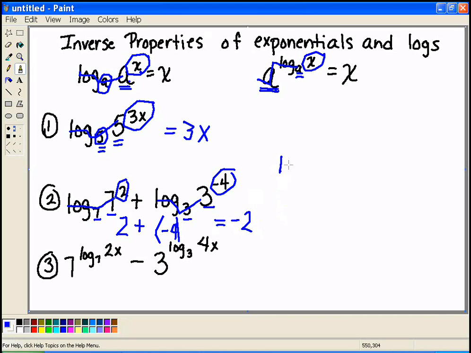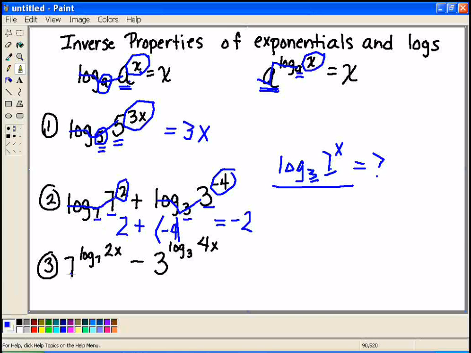Note, if I had log base 3 of 7 to the x, I can't really do anything with this. Why? Because the 3 and the 7 do not match. They have to be exactly the same. Here I have a 3, here I have a 7. So what that's equal to, we can do some manipulating and find out, but right now we can't really do anything with it. The inverse property does not apply in this case.